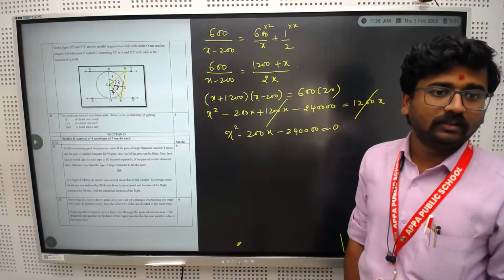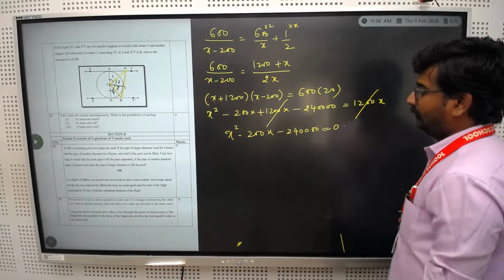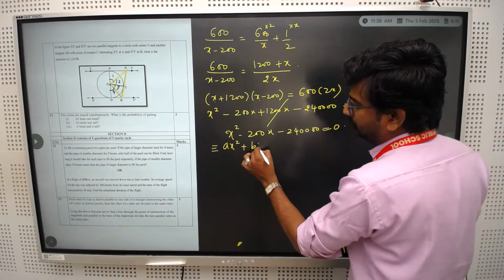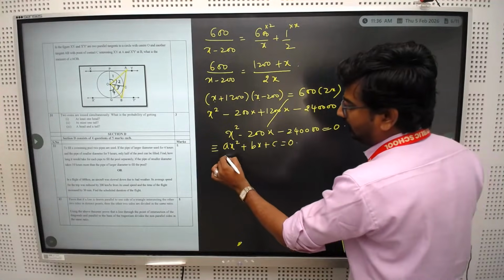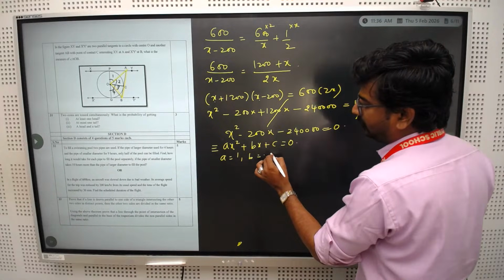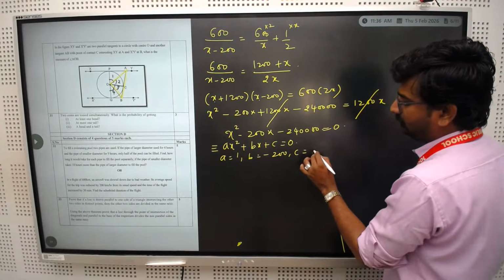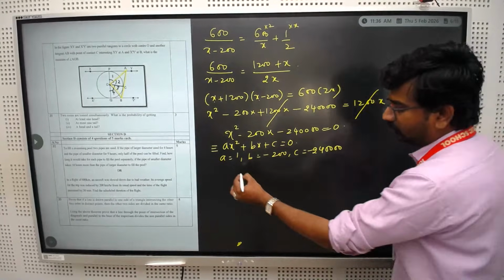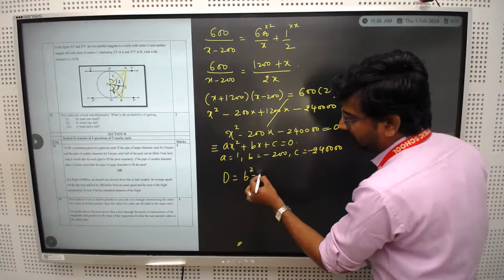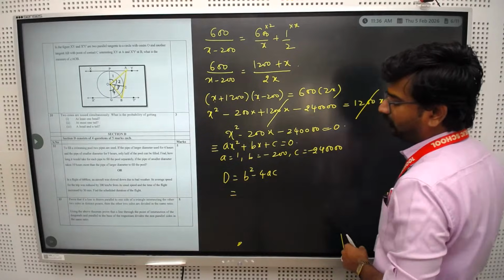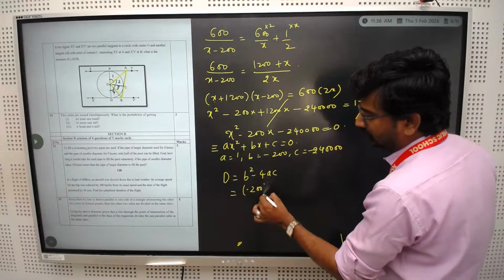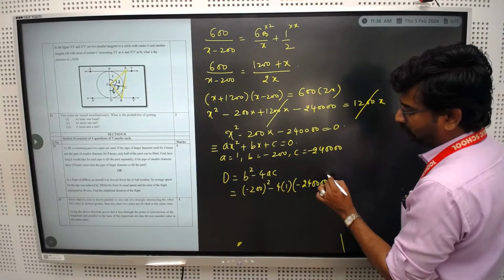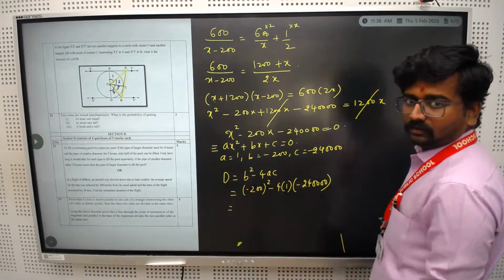So this is your quadratic equation in the form of ax square plus bx plus c equal to 0. A becomes 1, b becomes minus 200 and c becomes minus 240000. What is the d value? b square minus 4ac. b is minus 200 whole square, minus 4 into 1 into minus 240000.